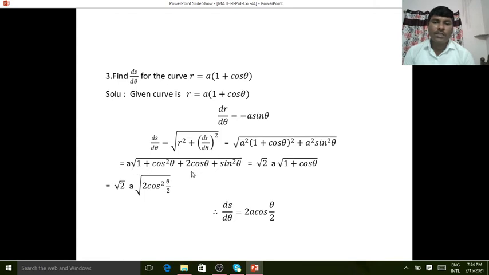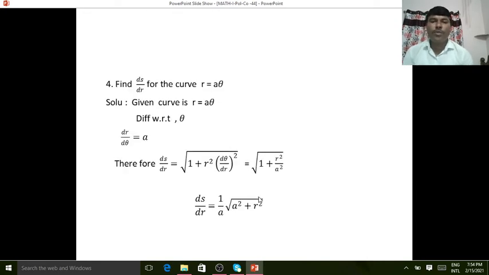Squaring 1 plus cos theta whole square, we get here sin square theta plus cos square theta is again 1, so we get root 2 into a into square root of 1 plus cos theta. By half angle formula, 1 plus cos theta is 2 cos square theta by 2. So ds by d theta is equal to root 2 into root 2 a cos theta by 2.